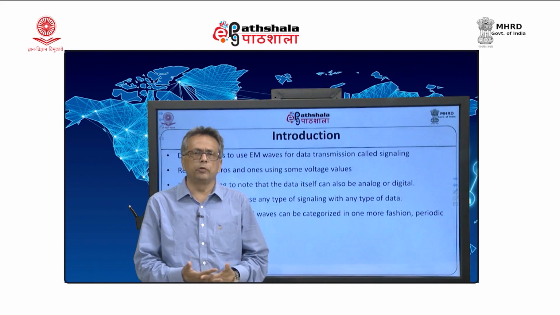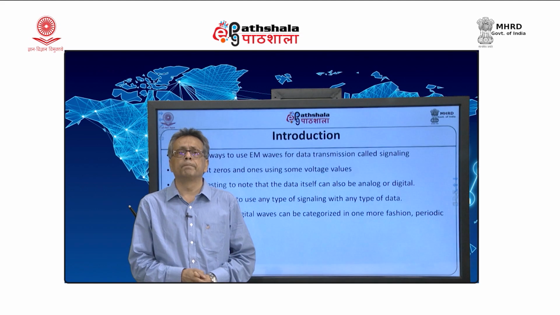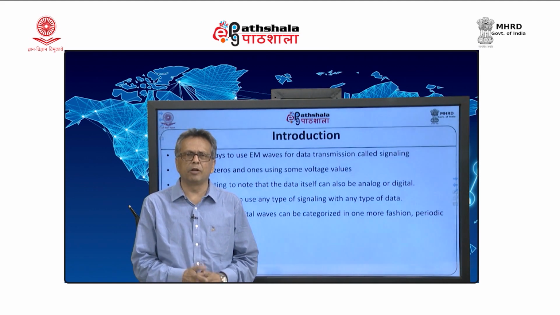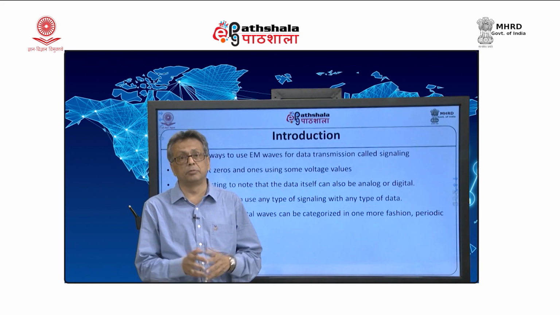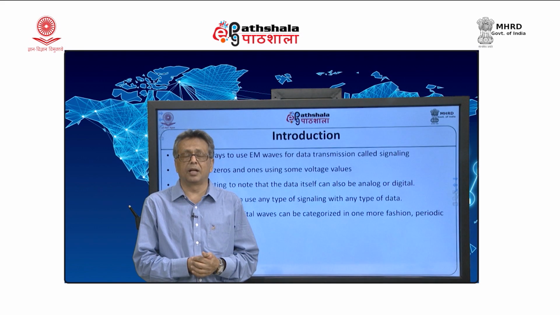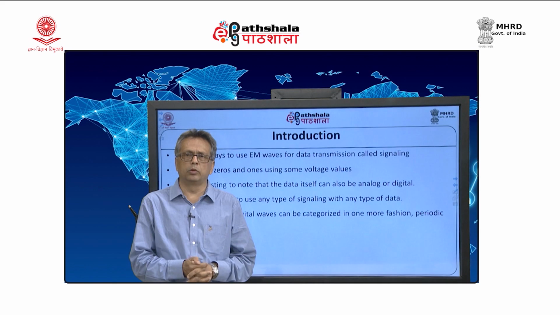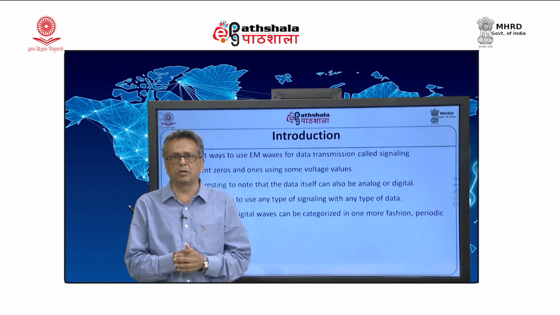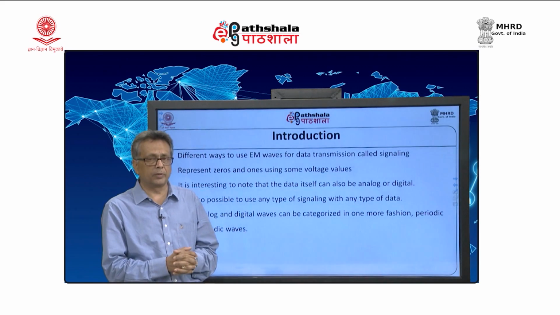We'll be continuing with whatever we started yesterday in the previous module. What we looked at was analog and digital signaling. We looked at the square signals, and we have seen that a square signal is made up of multiple harmonics. We have also seen the Nyquist and Shannon limits and how one uses them to decide the number of voltage levels. We will continue from that in this particular module.